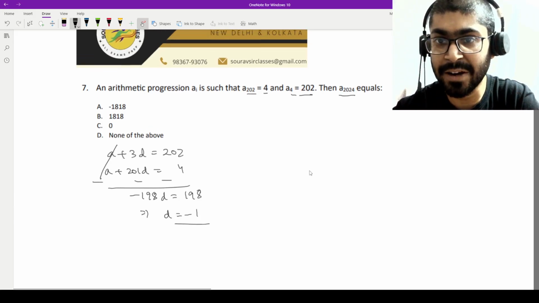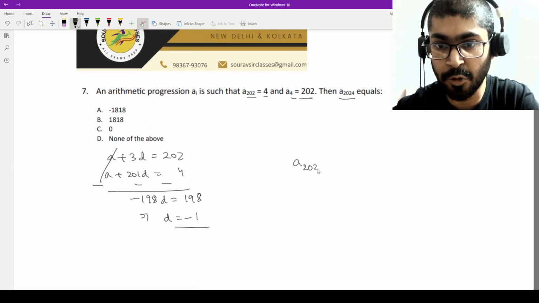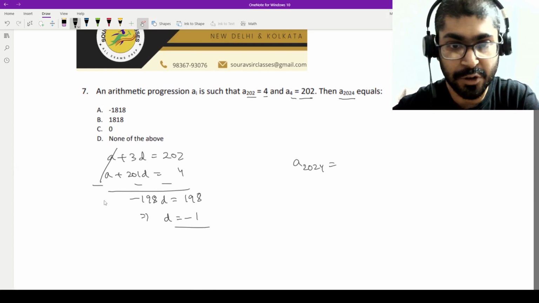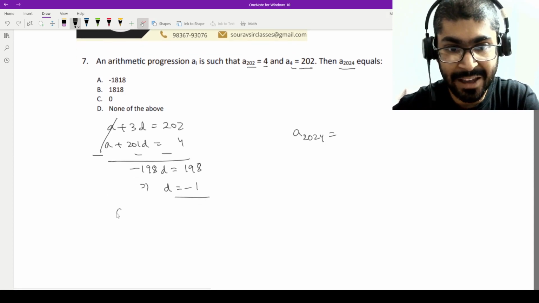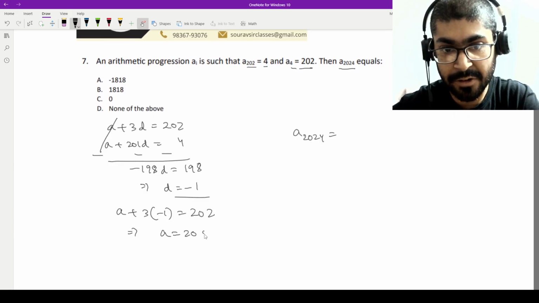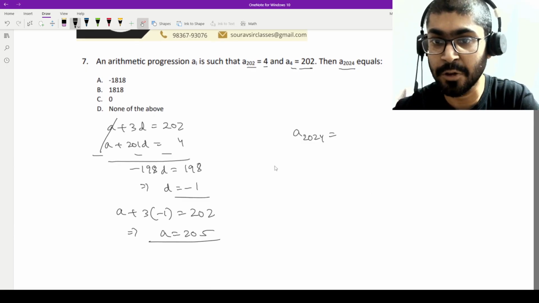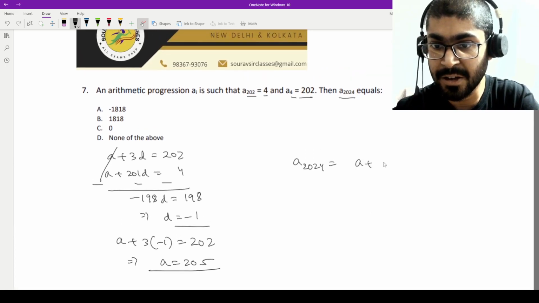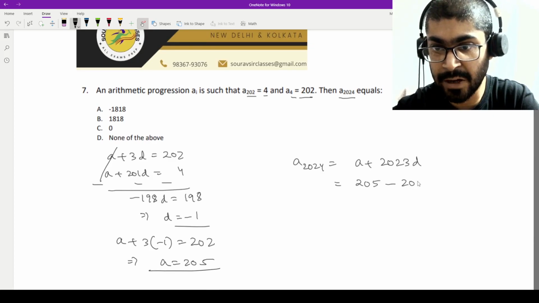If D is equal to minus 1, then A 2024 would be equal to, before that we need to find A also, right? So A plus 3 into minus 1 is 202. So A should be equal to 205. We are starting from 205. So A 2024 will be A plus 2023D, right? So it will be 205 minus 2023.